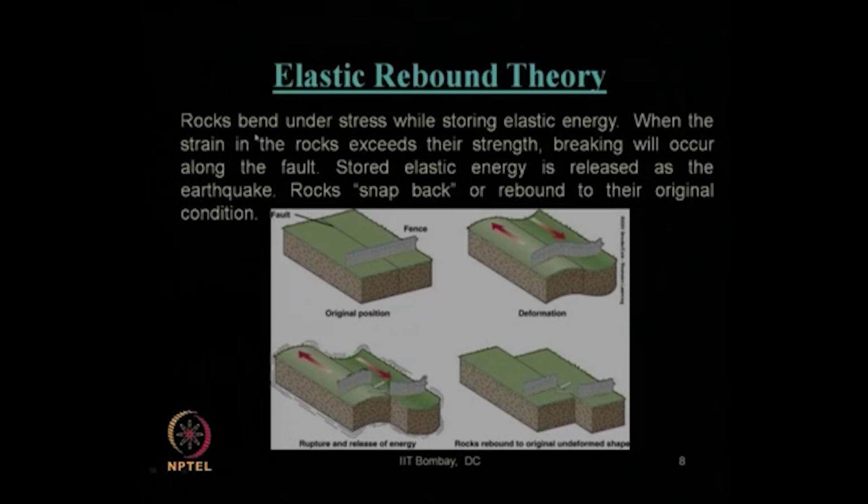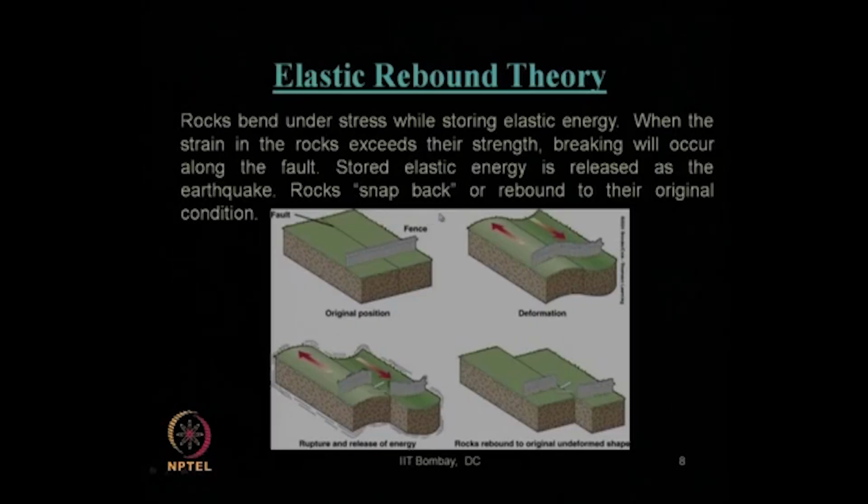Let us see. When the strain in the rocks exceeds the strength of the rock, that is, every rock has a particular strength, and when the strain inside the rock due to the earth's interior energy etc. exceeds that value of the strength or capacity of that rock, then of course the breaking will occur along the weaker part of the rock, which is nothing but a fault. So, the stored elastic energy is released as the earthquake, and rocks snap back.